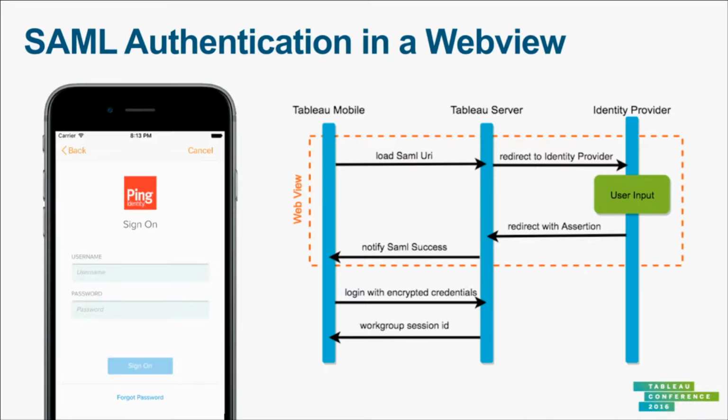assertion, with the A, to Tableau server asserting this is Madeline. In which case Tableau server says, I know who Madeline is, and it notifies the app. We do one last exchange with Tableau server to grab our workgroup session ID for us to be logged in. This is our second most popular setup, but it is becoming more and more popular as things move to the web.